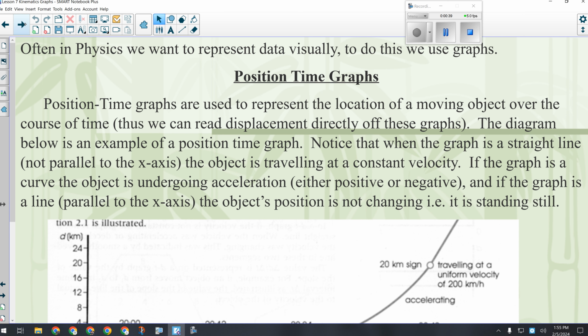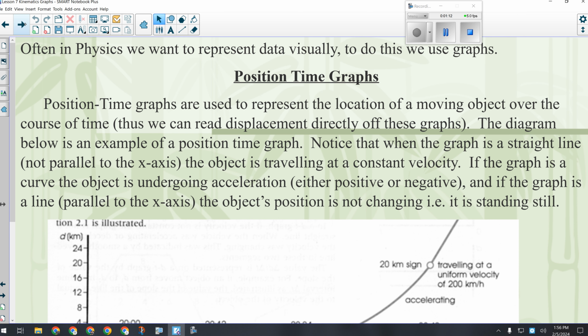What can I read directly off of a position versus time graph? Spoiler alert, I may have already given it away. What are the two things that are on a position versus time graph? Position and time. I can tell from a position versus time graph where an object is at various points in time. So I can always read that.